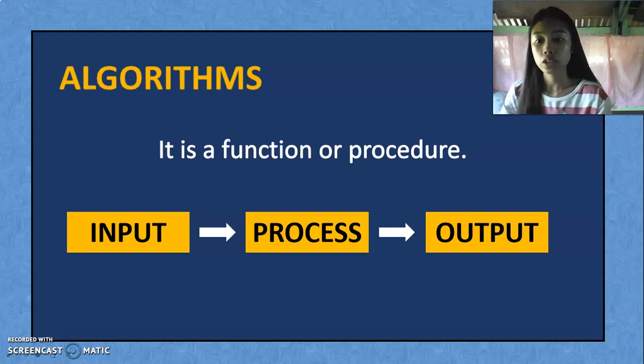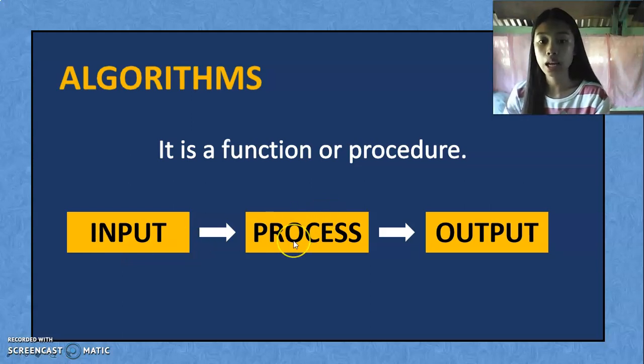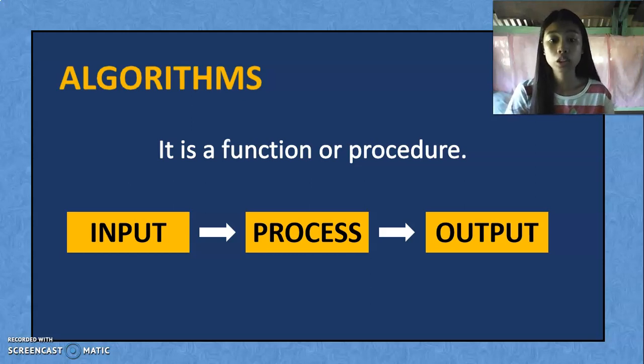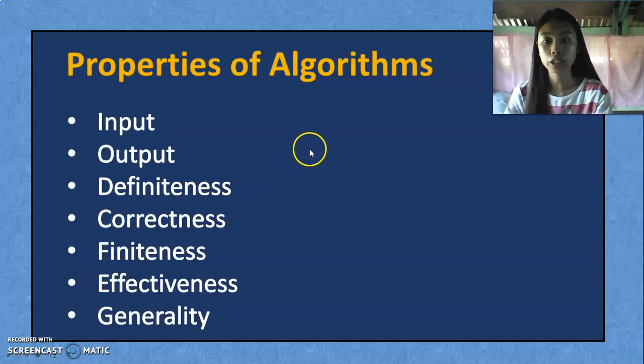So, for example, this is the input, the process, and the output. For example, in input, we would like to solve a problem. What is the length? What is the area of the rectangle? So, lalagyan natin input is the length and then the width, the given length and width. So, the process is, para makuha yung area, the operation is multiplication. So, length times width. So, pag nagawa na po natin yung process na yun, magkakaroon na tayo ng output, which is the area po.